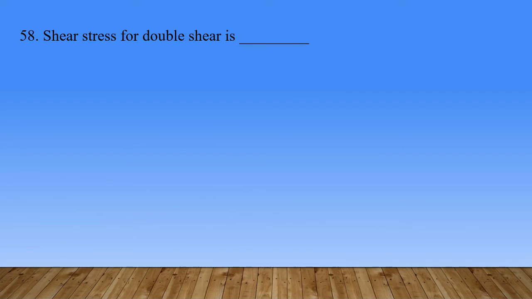Question number 58. Shear stress for double shear is dash. Option A tau is equal to P by A, option B tau is equal to 2P by A, option C tau is equal to P by 2A, option D tau is equal to P by 2 divided by A. So the correct answer is option C, that is tau is equal to P by 2A.